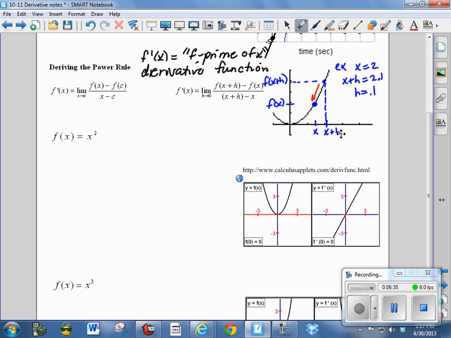So in the numerator, we notice f of x plus h minus f of x. That's my 2 y values being subtracted. x plus h minus x, that's my 2 x values being subtracted. That's the slope formula. It's just a different way of writing the slope formula.